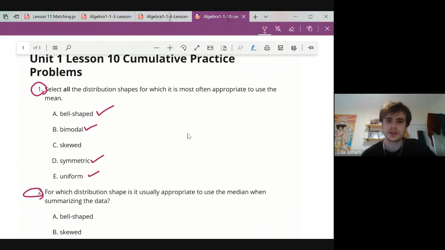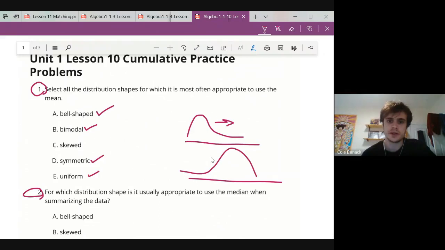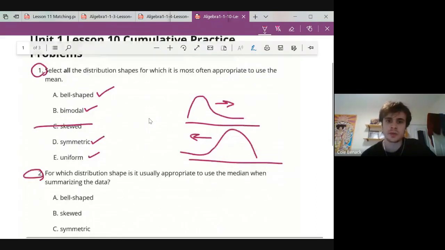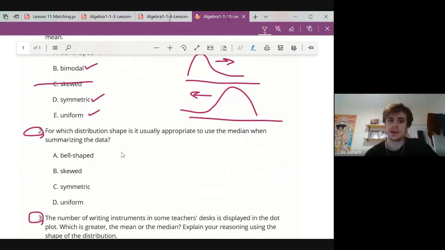The only thing that's not symmetric is a skewed distribution where we have something tail off to the right or to the left. If it's tailed off to the right, the mean is going to increase. If it's tailed off to the left, the mean is going to decrease. These values that are the skew are pulling that mean away from the center. So everything besides a skewed distribution, it's okay to use the mean. All right, so when is it appropriate to use the median? Really, anytime it's okay to use the median. So for this, and this.